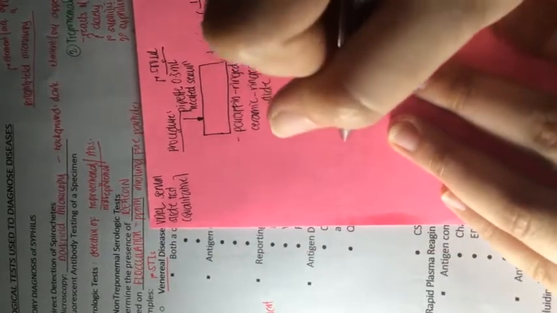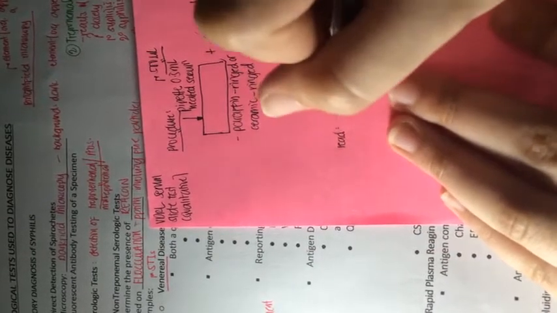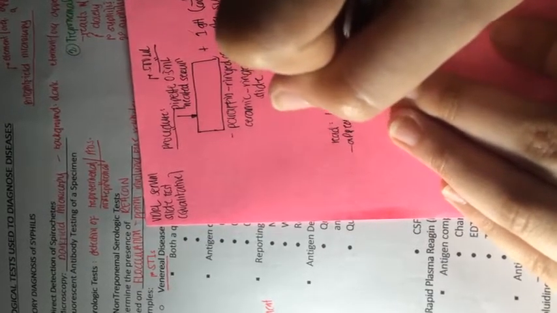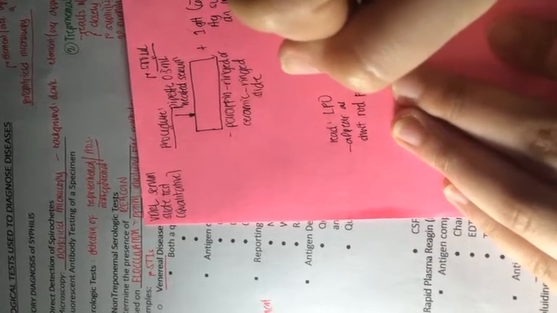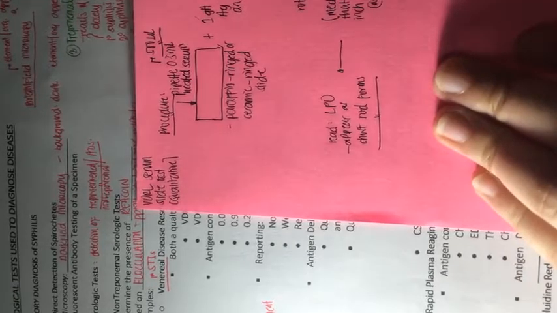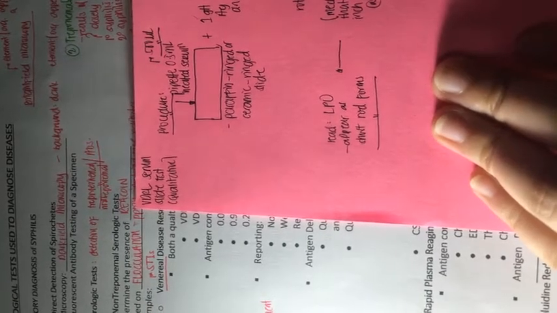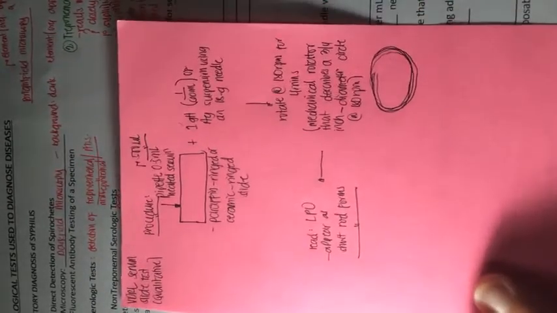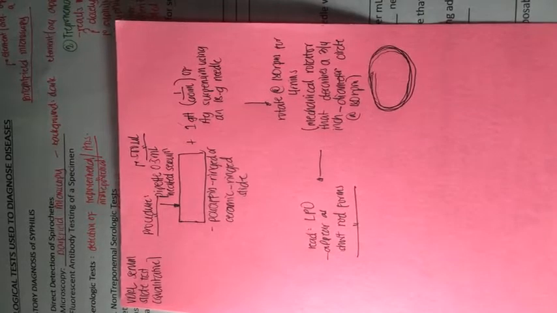Then after 4 minutes, we should read for any signs of flocculation under LPO. Flocculation should appear as short rod forms. We should observe short rod forms of flocculates under the microscope. Okay, so that is the general procedure for the performance of qualitative VDRL.